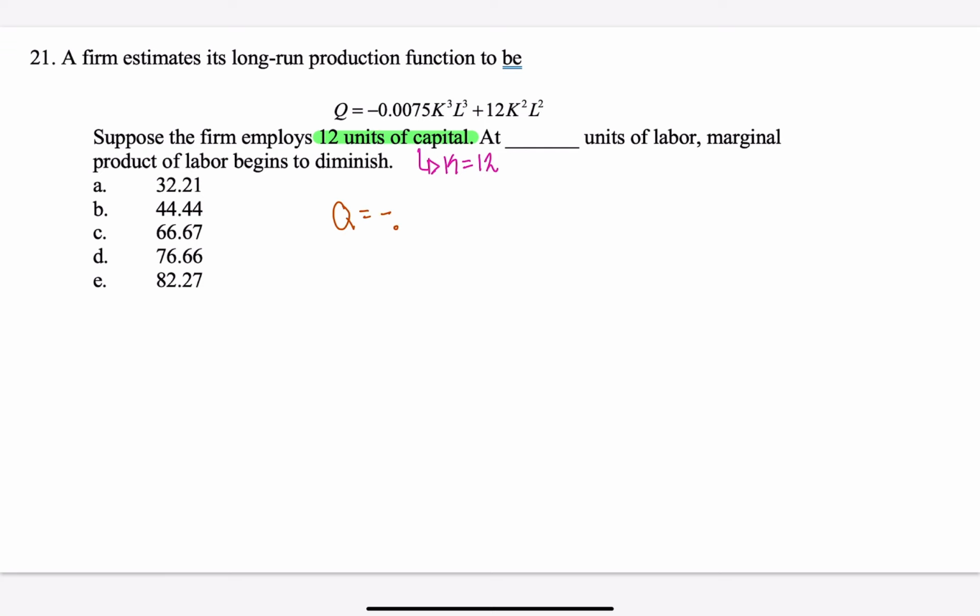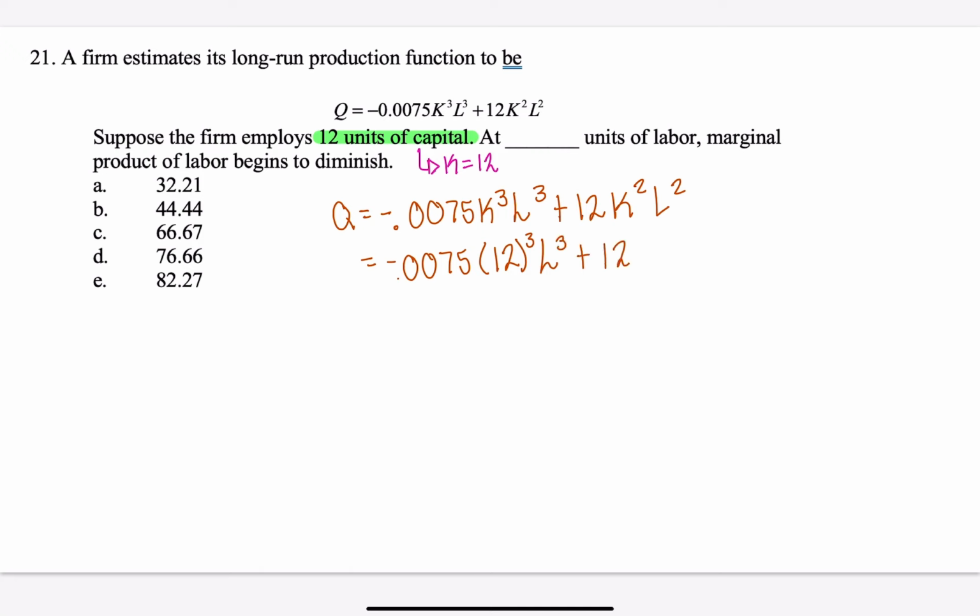So our equation that we're starting with is Q equals negative 0.0075 K to the third L to the third plus 12K squared L squared. We're going to substitute in that 12, so negative 0.0075 times 12 to the third L to the third plus 12 times 12 squared L squared, which is going to give us negative 12.96 L to the third plus 1728 L squared. And all we did there was type that into the calculator.